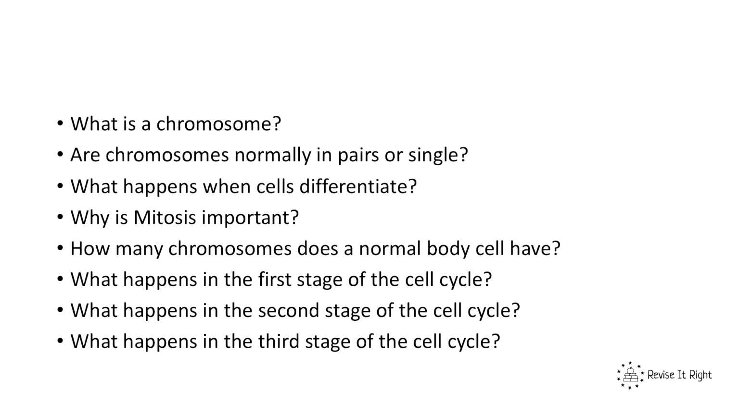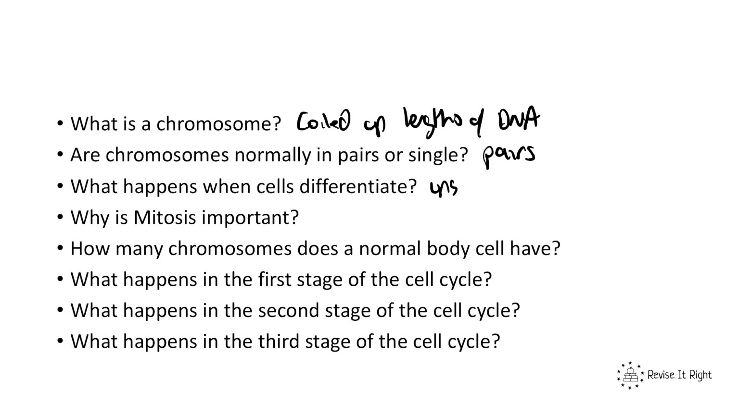Okay, so question 1, what is a chromosome? Well, chromosomes are coiled up lengths of DNA. They're stores of DNA. Are chromosomes normally in pairs or single? So they're normally found in pairs, remember, 1 from the mum and 1 from the dad. What happens when cells differentiate? So this is a bit of a throwback to a previous video, and if you haven't watched it then please watch differentiation and specialization video. But when a cell differentiates, it turns from an unspecialized cell to a specialized cell.